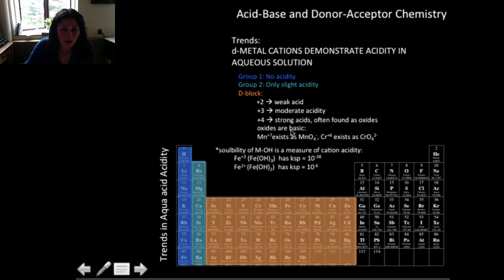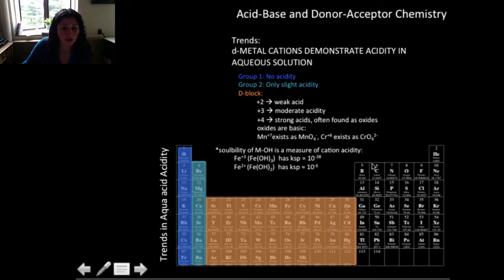In general, the oxides are basic, so once you've deprotonated the aqua species completely, you've got oxides, and those end up being bases. So examples are manganese +7, which exists as MnO4-, and chromium +6, which exists as CrO4 2-. These things are bases because they actually interact with water to remove a proton from water and create OH- in solution.